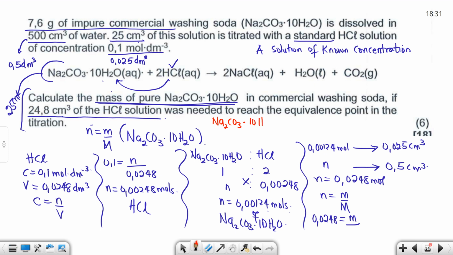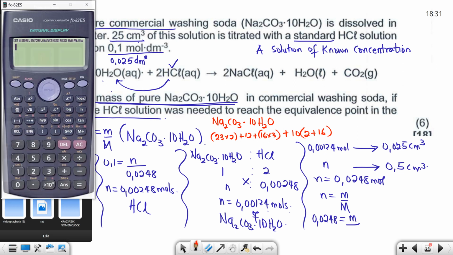Na2CO3 dot 10H2O. Some of us don't know how to deal with this 10H2O. Sodium is 23, multiplied by 2 gives you 46. Carbon is 12. Oxygen is 16 times 3. Now, when you see dot, it's plus 10. Hydrogen is 1 times 2, and oxygen is 16. Do you want to give me an answer quickly? 46 plus 12 plus 48 plus 180. 286.